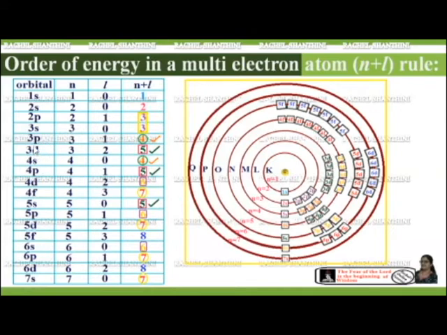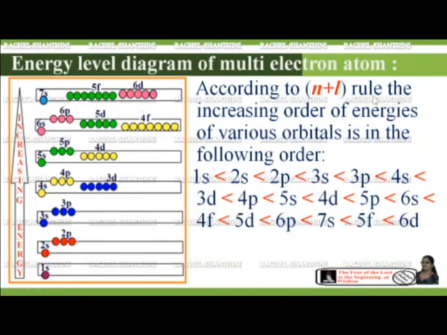If we calculate the n plus L value for the 3d orbital, what is the value of n? n is equal to 3. And what is the value of L for a d orbital? 2. So 3 plus 2 is 5. Even though the 3d orbital is present in the M shell, it has higher energy compared to the 4s orbital, which is present in the N shell, because the n plus L value is 4 for the 4s orbital and it is 5 for the 3d orbital. So according to the n plus L rule, the increasing order of energies of various orbitals is in the following order.